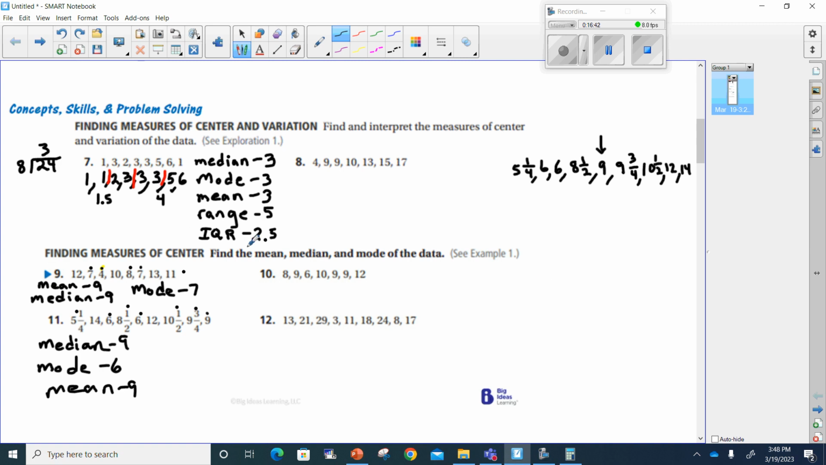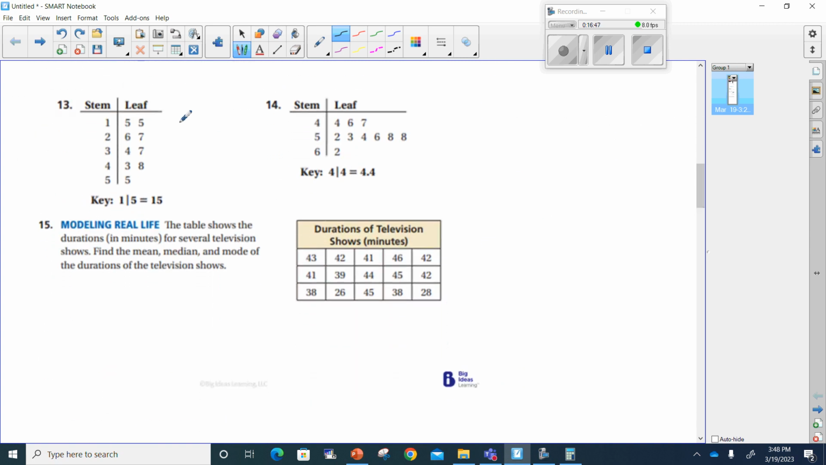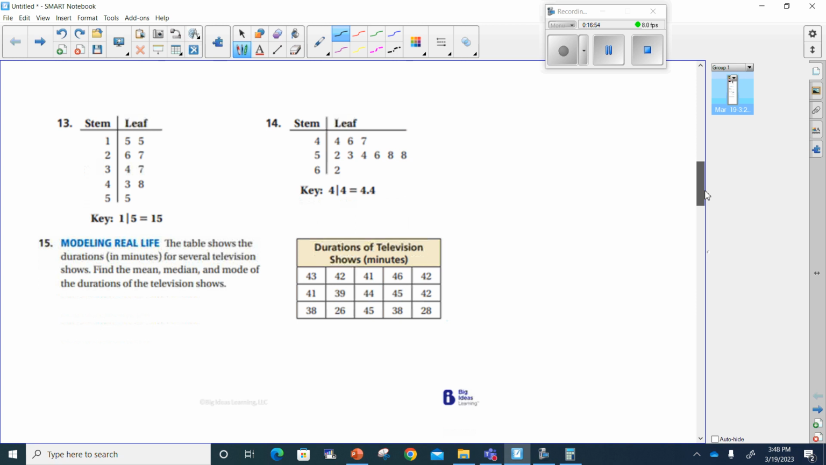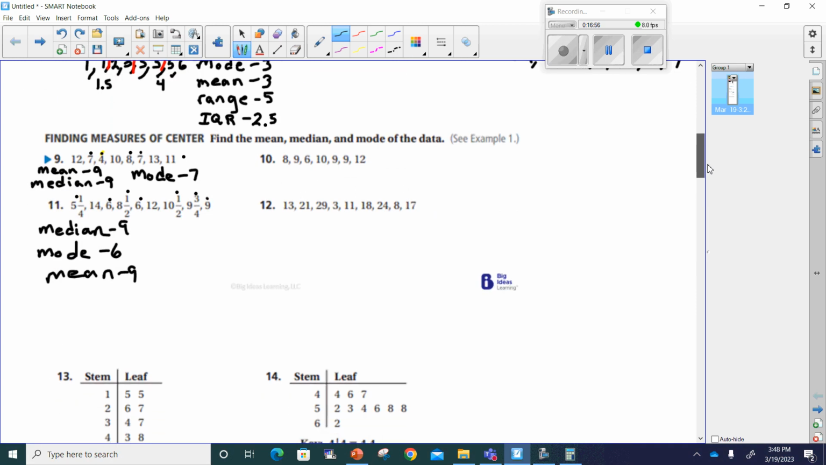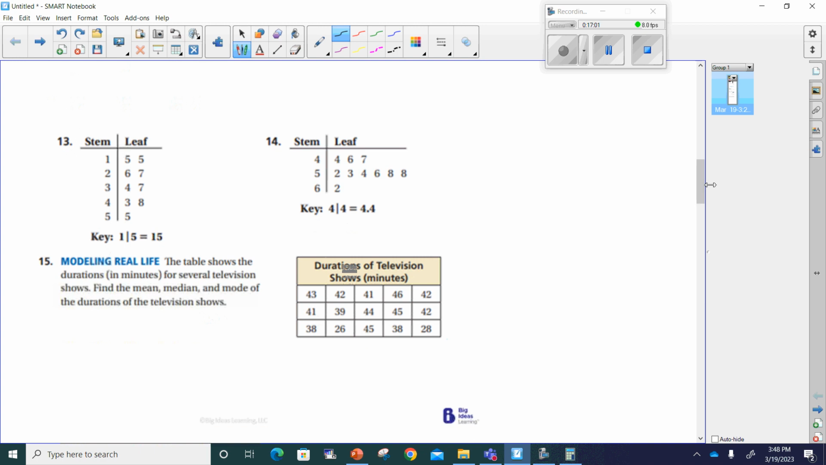All right, and that's all it asks us to do. So let's move on to number 13. It says stem and leaf. Okay, so what are we supposed to do here? Okay, find the mean, median, and mode of the data for the stem and leaf. All right. If I'm doing this for these, I have to put them in order again. Hold on. So let's put all these in order. We've got, let me try to use all this room up here that I've got to work with.